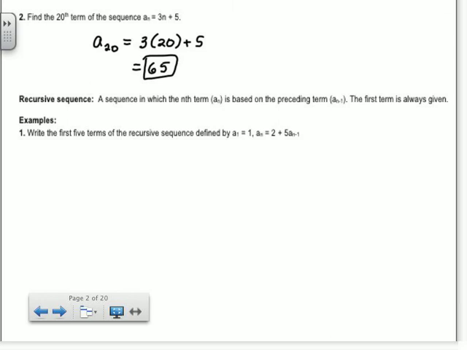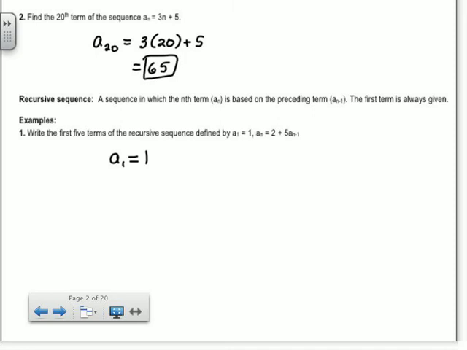All right. There are formulas, though, that are defined recursively. A recursive sequence is a sequence in which the nth term is based on the one directly before it. So in order to find the 20th term, I would need to find all 19 terms before it to get to it. Yikes. All right, so we're going to write the first 5 terms of this recursive sequence. I'm given that my first term is 1. You're usually given an initial term, usually the first one, but sometimes you could start at the 10th term.